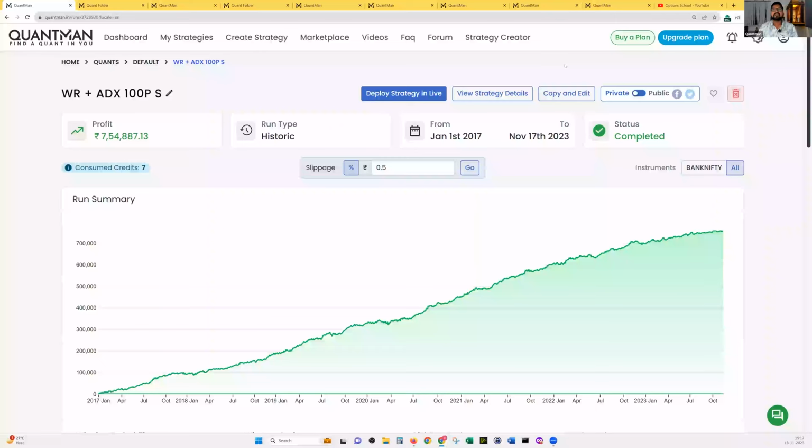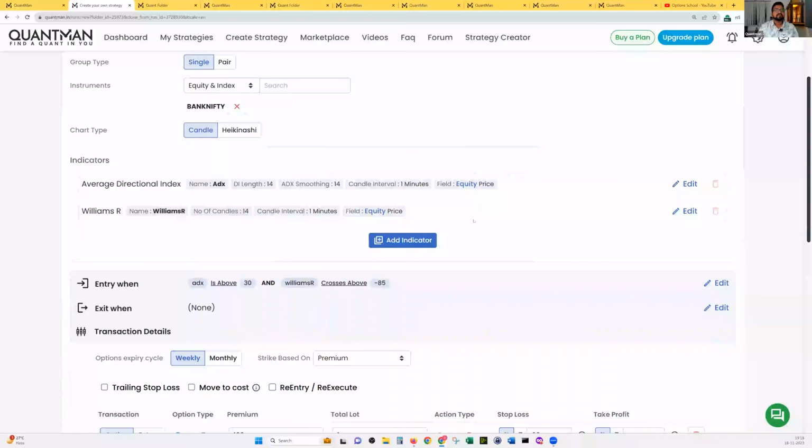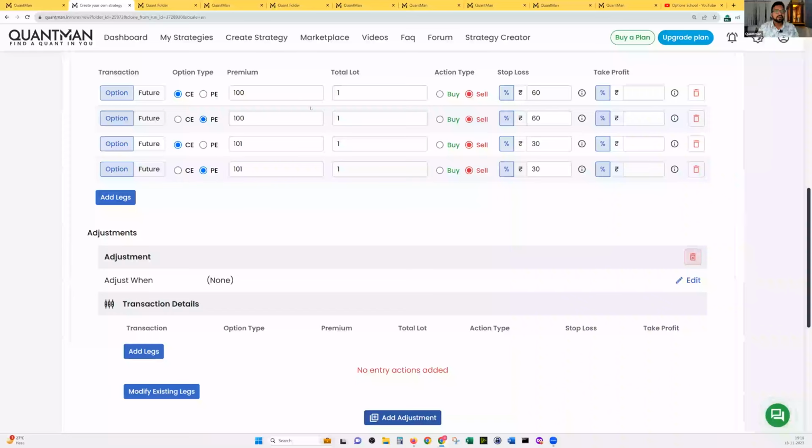Now, as discussed in the early sessions, I want to do some adjustments in order to make this strategy more profitable. So I copy and edit the same strategy and name it ADJ one, adjustment one. I click on add adjustments. First, I need to decide on which leg I'm going to do the adjustment.